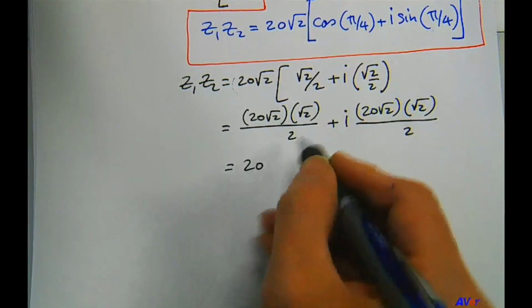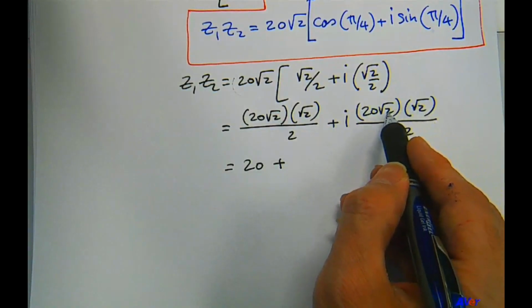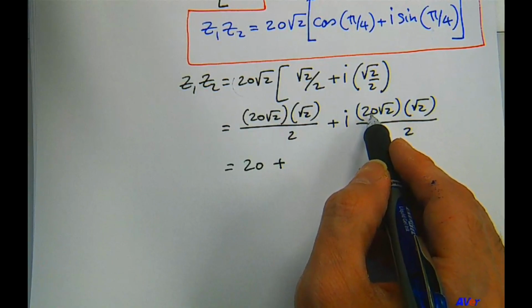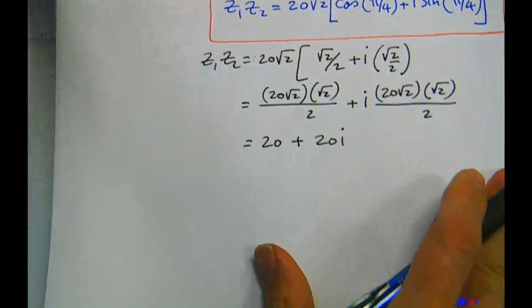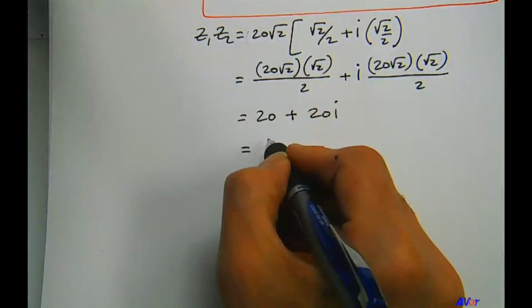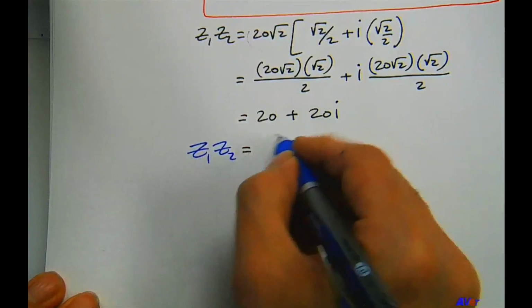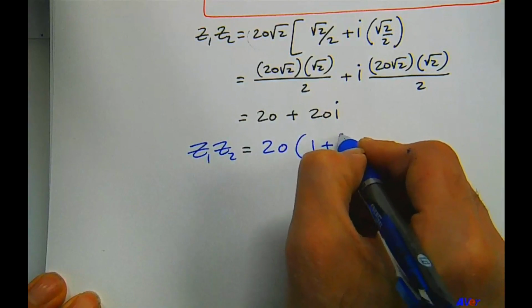We get 20 plus the same thing here. Square root of 2 times square root of 2 is 2, and the 2 and 2 cancel out. We get 20i plus 20i. And then, of course, 20 can be factored out. So we have z1 z2 equals 20 times 1 plus i.